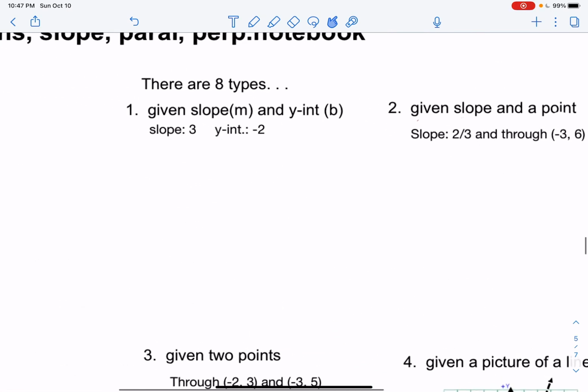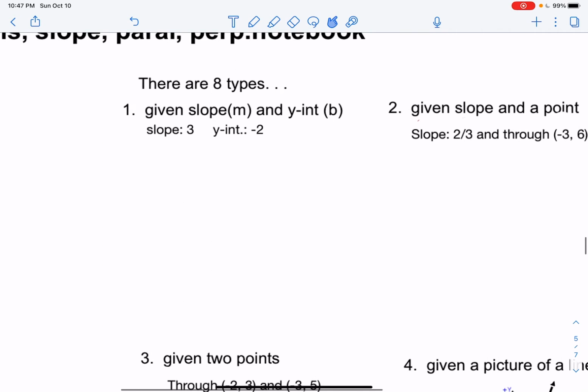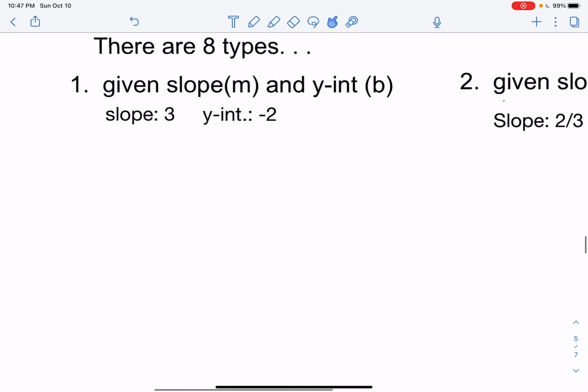So here, I'm given a slope and a y-intercept. If I'm given slope and y-intercept, I use slope-intercept form. And here's the example I just came up with. A slope of 3 and a y-intercept of negative 2. Cool. So I just plug in.